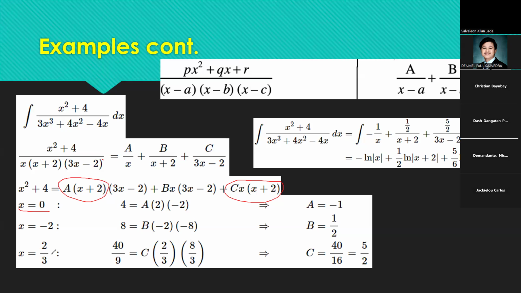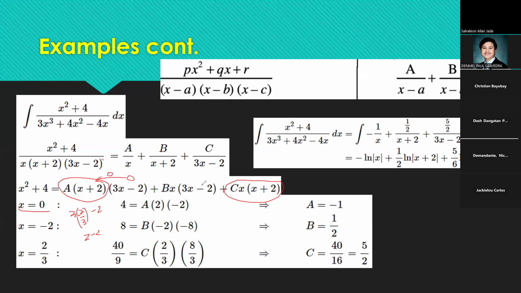Now for the last one, let's see. Okay, we're now looking for the value of C. By having a value of 2/3, okay, so let's see what will happen. So 2/3 plus 2 is a normal number, so that would give us a certain value. For this one, 2/3. So 3 times 2/3 minus 2. 3 times 2 is 6 divided by 3 is 2. So 2 minus 2 is 0.